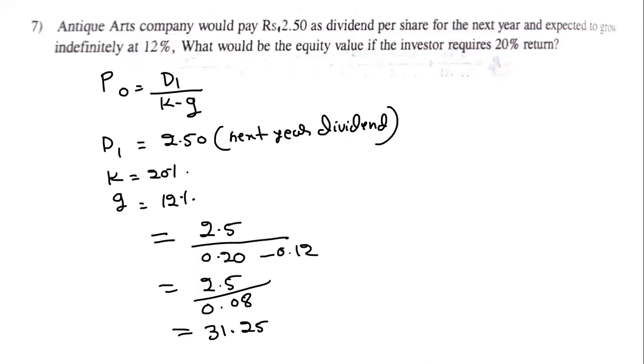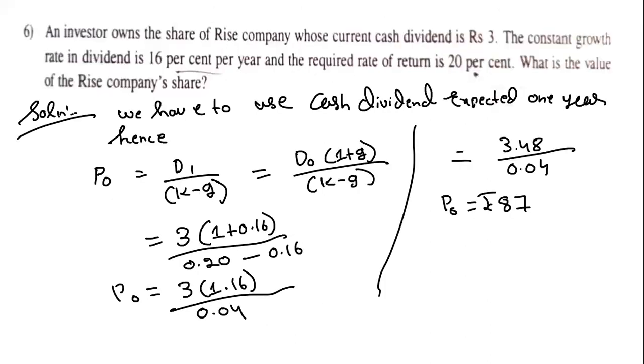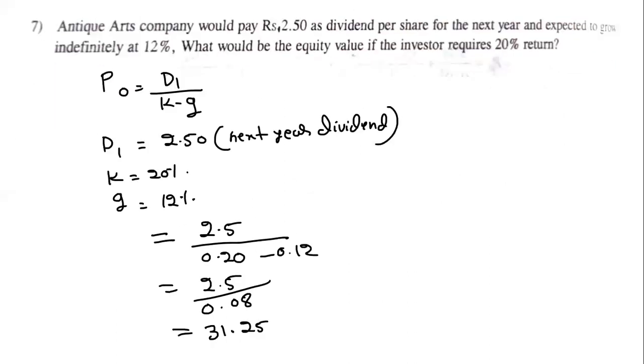The difference between both problems: in the last problem the dividend was for the current year and the growth rate expected was added to the dividend. In this problem the dividend would be paid next year, so here we are not adding the 1 plus G. So don't get confused with the problem. Read the sentence carefully. In the last problem, if you can see, it was the rice company whose current cash dividend is rupees 3. And here they are mentioning it would pay rupees 2.50. It means it's a next year dividend.